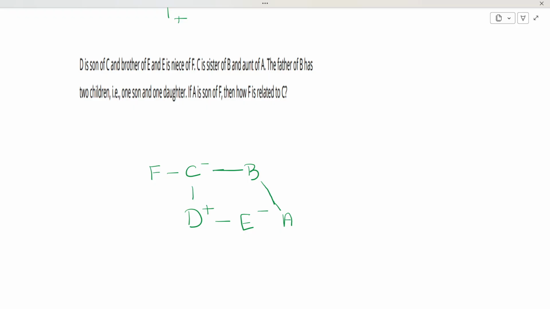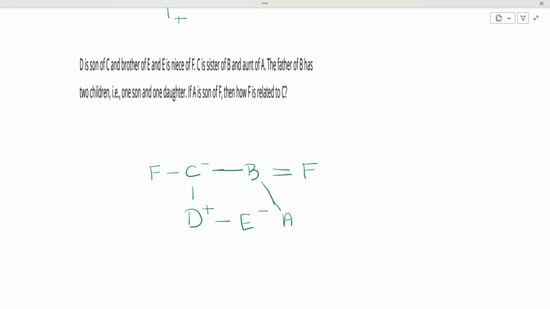Now that means B is married to someone, because B is a parent of A. That means the father of B has two children. There is a possibility B is the father, or there is a possibility the person who is married to B is the father of A. Okay, that means B would become a mother of A. So let's check it out. If A is the son of F, okay, that means F and B are a married couple. How is F related to C? Now let us consider this.